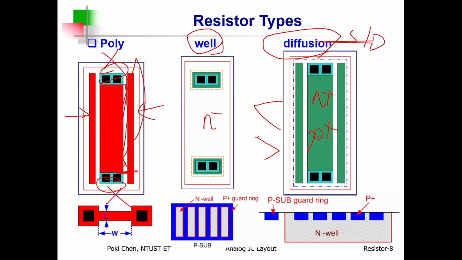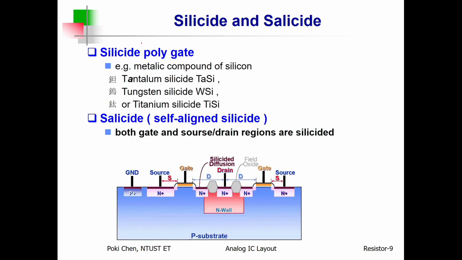Anyway, if you would like to get the best performance for your resistor, usually we focus on this. Poly resistor usually is the best for performance, but its resistance is usually much lower than the well resistor. So you need to pay the price. What kind of price? Larger layout area for poly resistor. That's it. Let's go further.